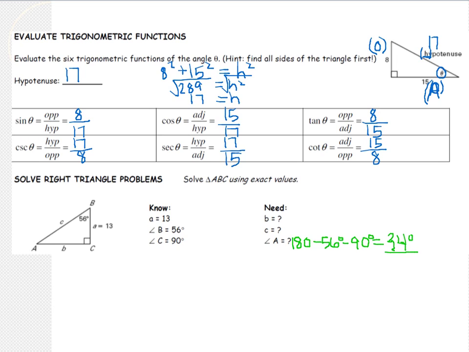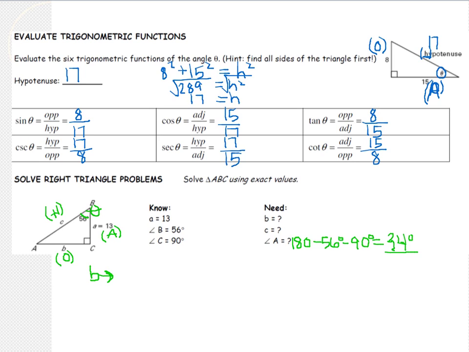Next, let's find side B. In order to do that, I'm going to say this 56 degree angle, that's my theta. And I'm going to label all the sides based on that 56 degree angle being theta. So side C is my hypotenuse. Side B, that's across from it, that's the opposite. And side A is right next to it, so that's our adjacent. So now that I've labeled all of them, to find B, I want to find the length of B first.